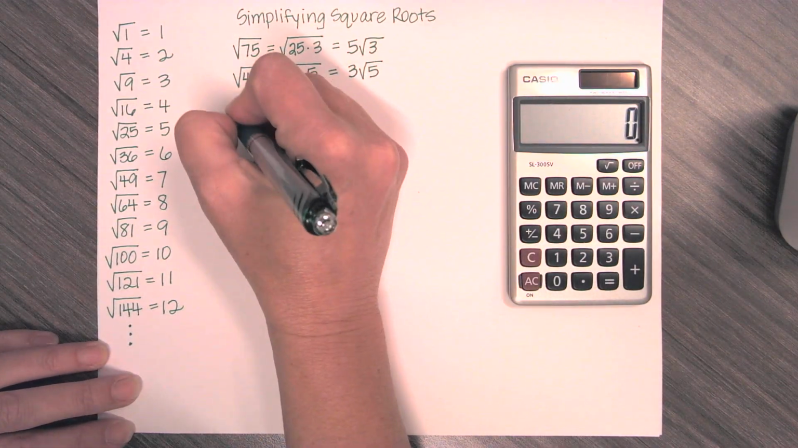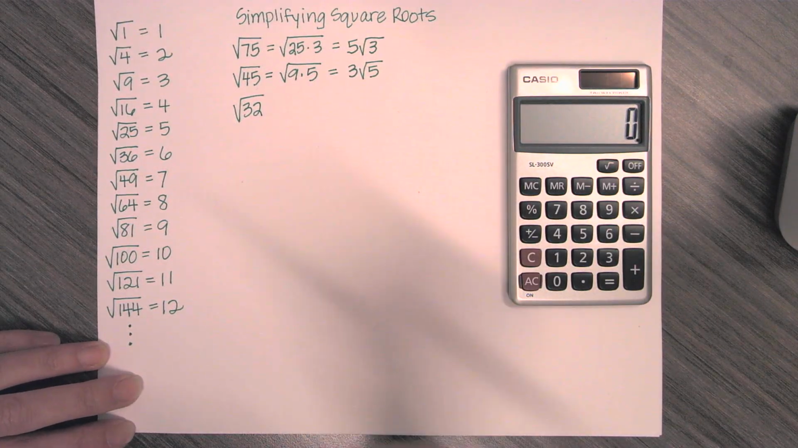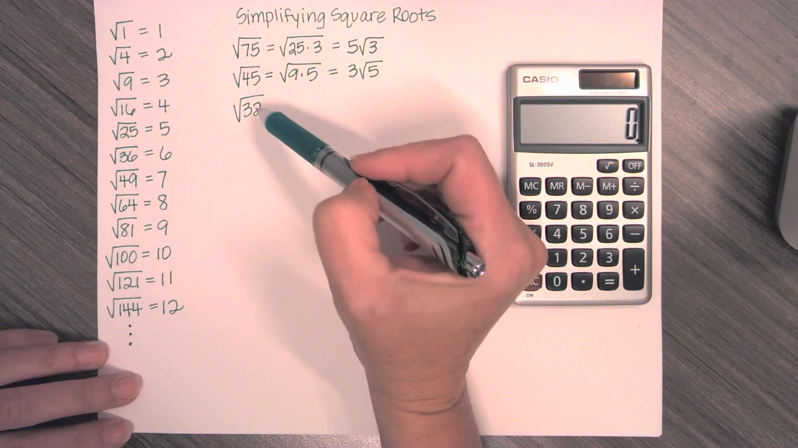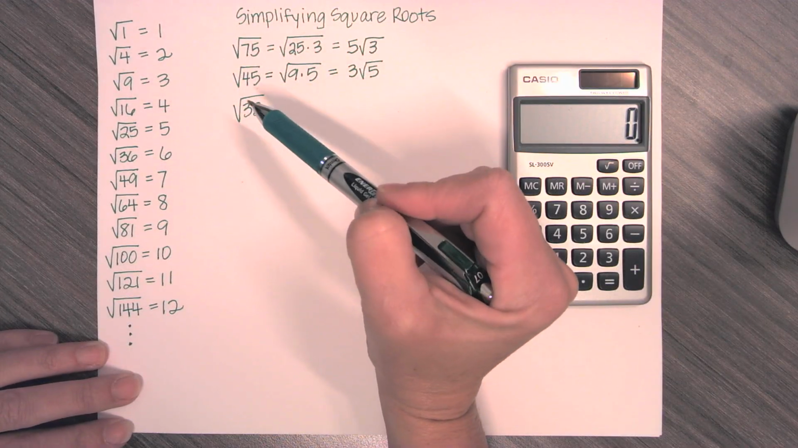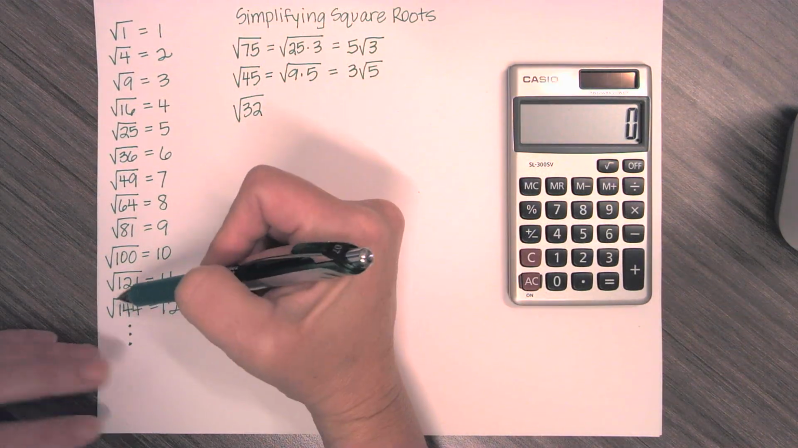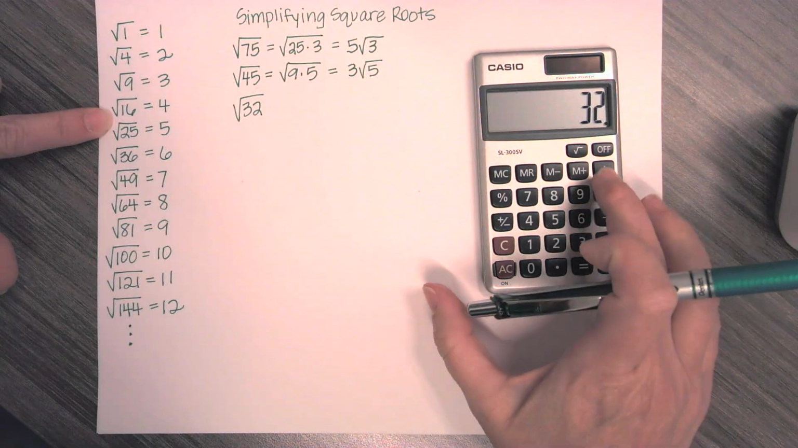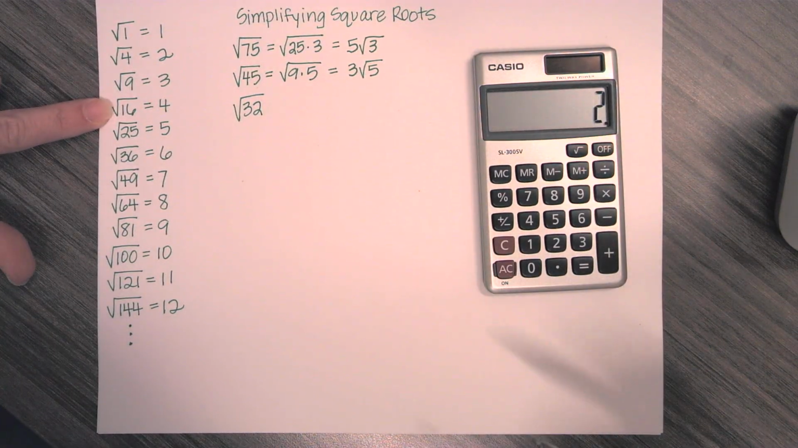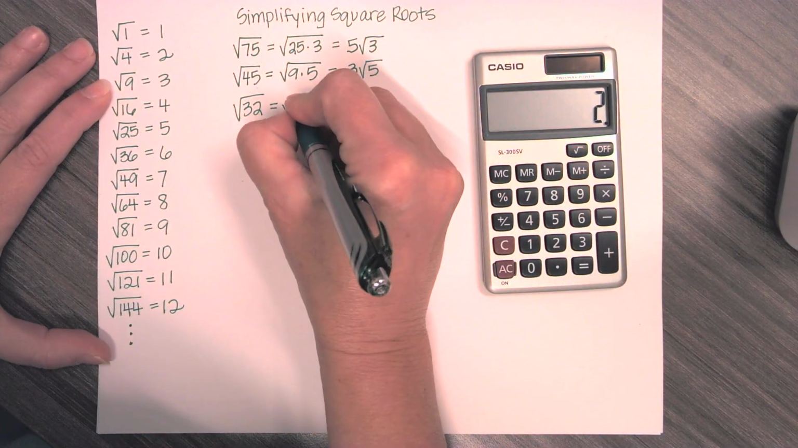All right, square root of 32. Now this is a good example of why you want to start from the bigger numbers, because a lot of us will right away recognize that 4 goes into 32. But that's not the largest perfect square that will go into 32. So let's come from this way, and you can see 32 divided by 16 is 2. So 16 goes into 32 2 times.